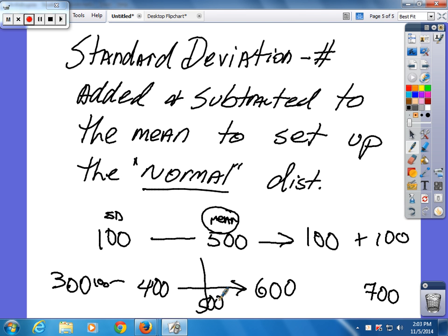Standard deviation is used to set up this number, this number, this number, and this number. 4 numbers. And they are on 2 sides, 2 on this side of the mean, and 2 on this side of the mean. That's what standard deviation does. Now, how do you find the standard deviation?